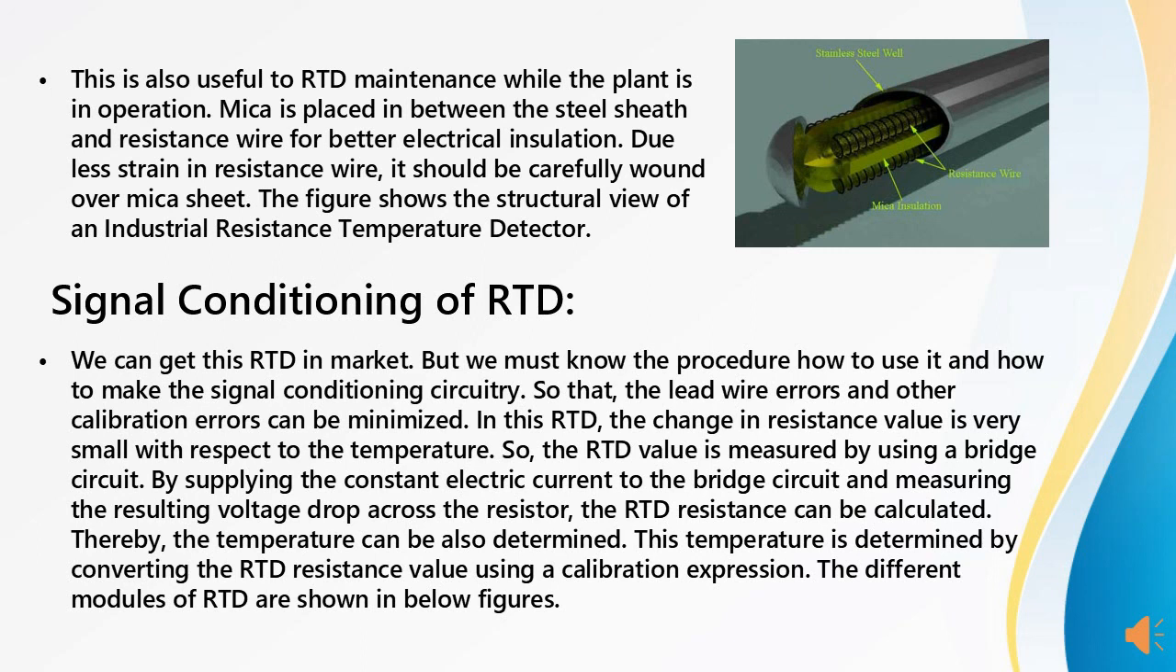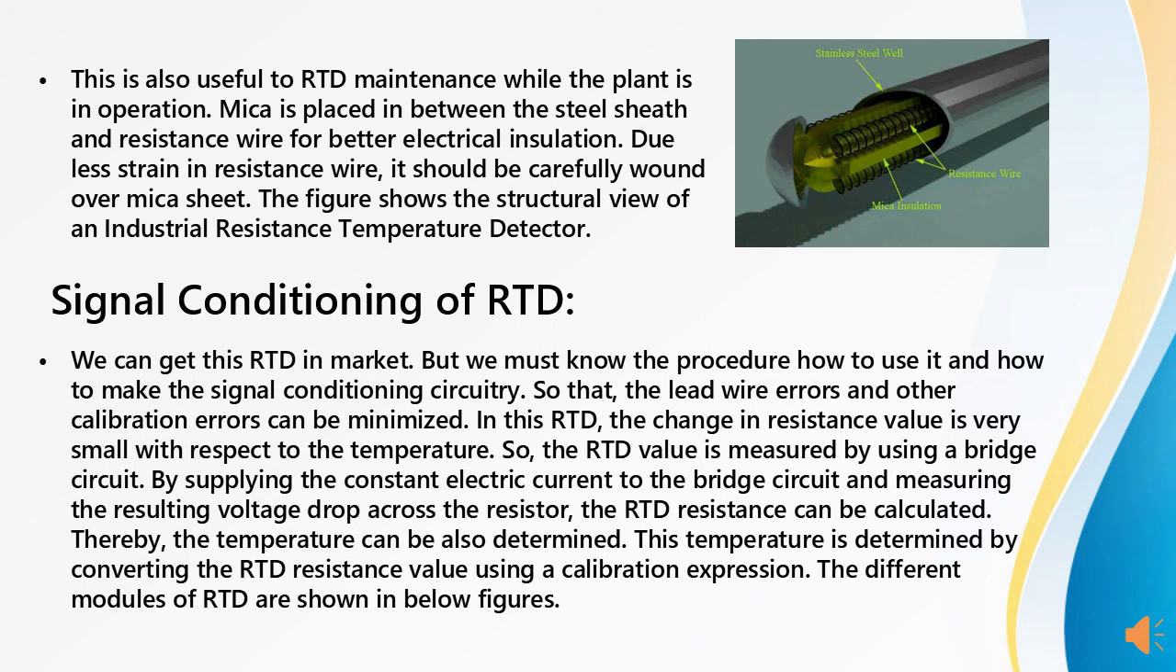Next, signal conditioning of RTD. We can get this RTD in the market, but we must know the procedure of how to use it and how to make the signal conditioning circuitry, so that the lead wire errors and other calibration errors can be minimized. In this RTD, the change in resistance value is very small with respect to the temperature. So the RTD value is measured by using a bridge circuit. By supplying a constant electric current to the bridge circuit and measuring the resulting voltage drop across the resistor, the RTD resistance can be calculated. Thereby, the temperature can also be determined.